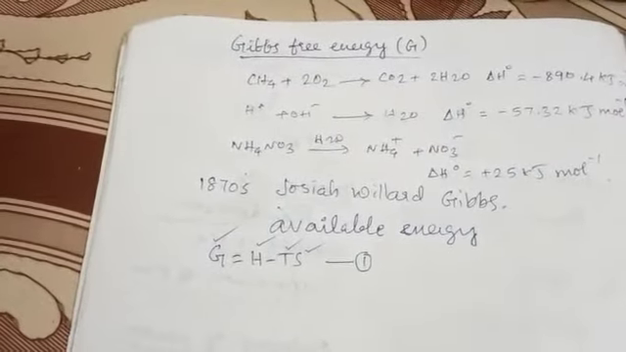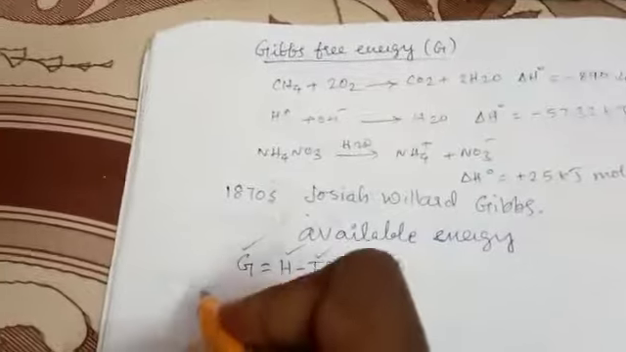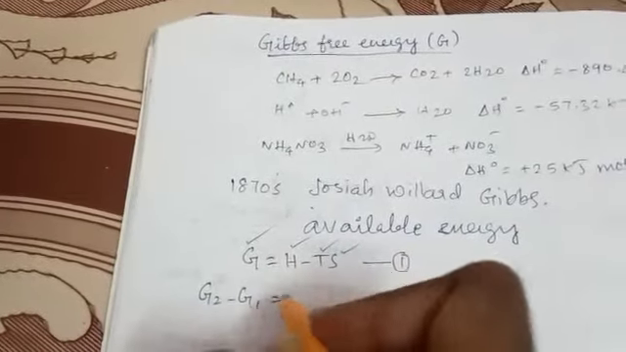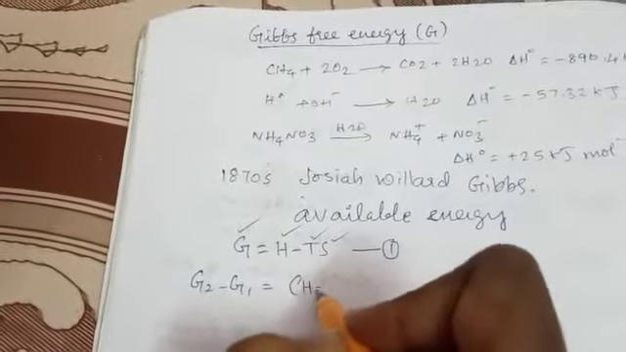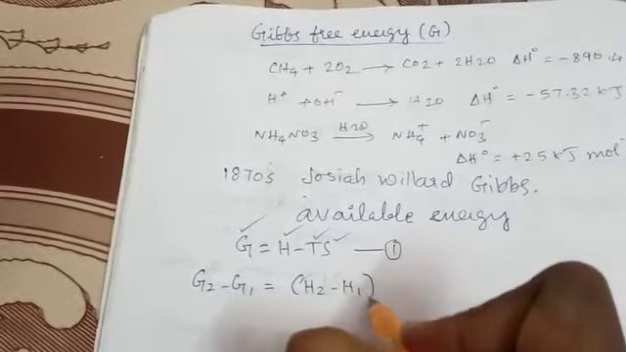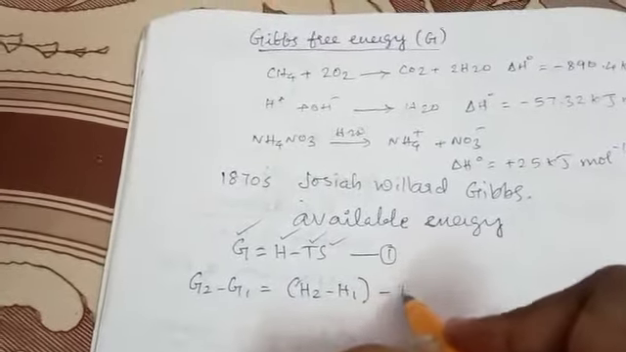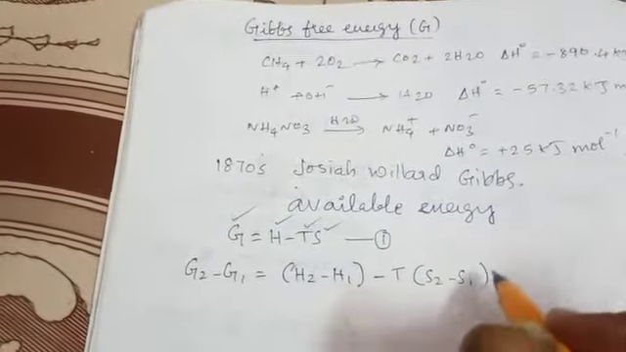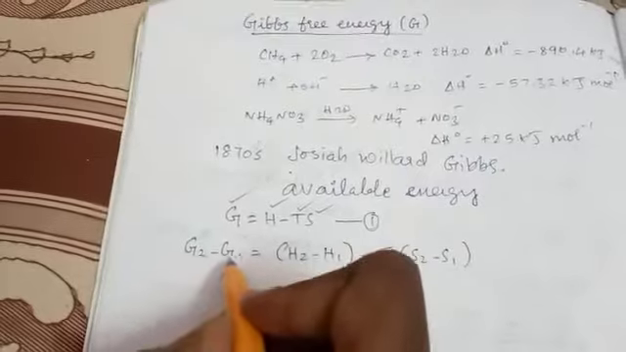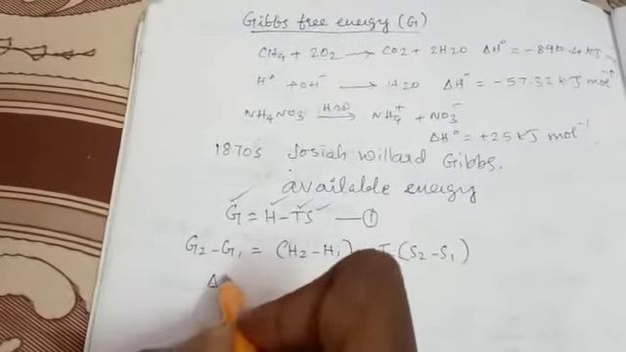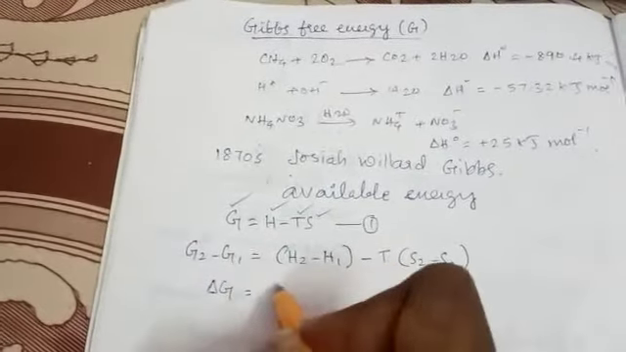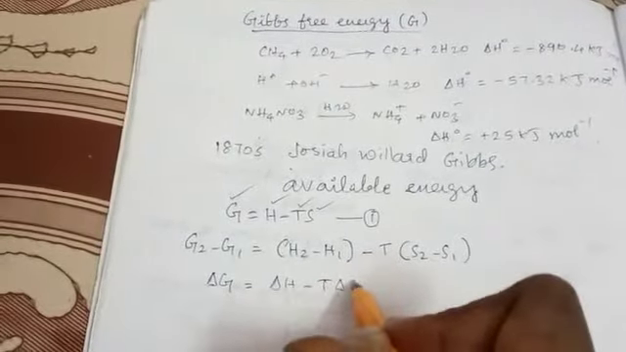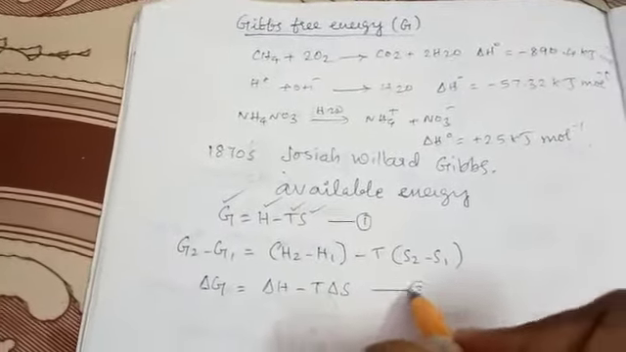Let us consider a change from state 1 to state 2. That means G2 minus G1 equals H2 minus H1 minus T times S2 minus S1. So G2 minus G1 equals delta G, which is delta H minus T delta S. Equation number 2.